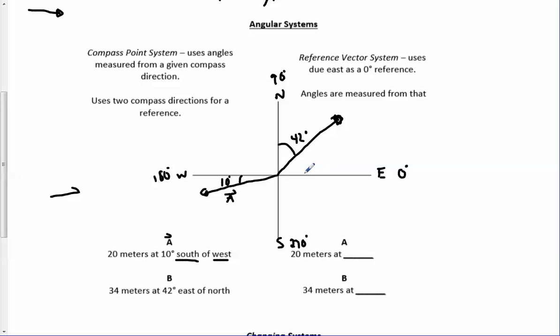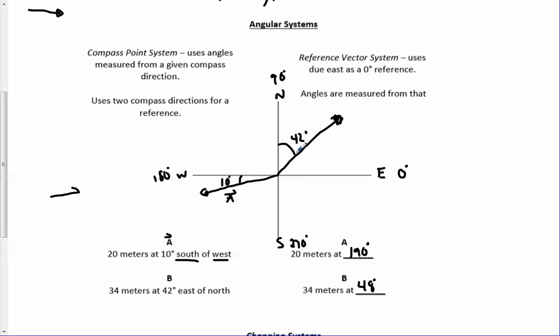And we basically just start from 0 and we start counting up. So for vector A, I have 180 degrees, so from 0 to 180 plus 10. So I could just write it as 20 meters at 190 degrees. And then for vector B, all I'm doing is going from 0 to where the 42 is, so this is 90 minus 42, or 48 degrees.